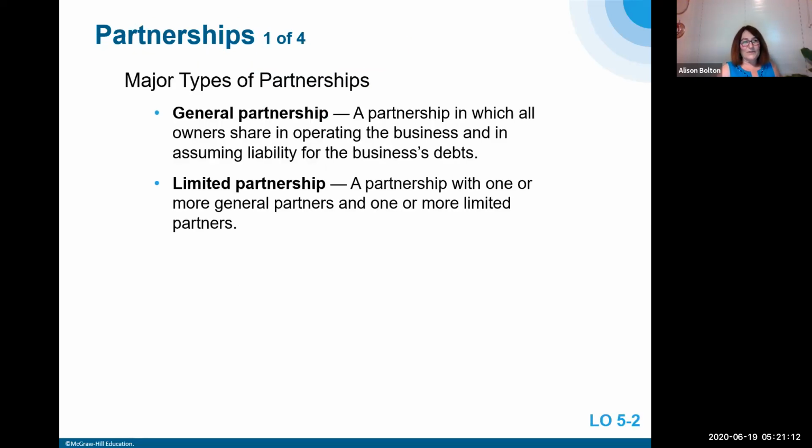Let's talk about partnerships. There are two major types. General partnership, where everything is shared in the operations of the business, and the partners assume liability for business debt. Now, when I say it's shared, there is a decision that is made between the two partners as to who will have what responsibilities and the percentages of ownership. Generally, they start off at 50% in ownership, but that doesn't mean they both do the same amount of work of 50%. So you need to think about this for a moment.